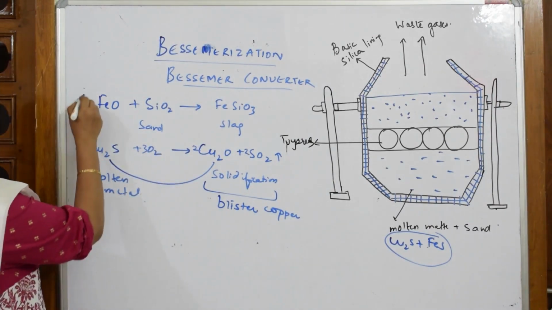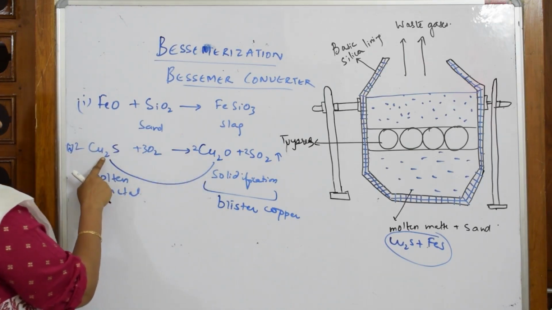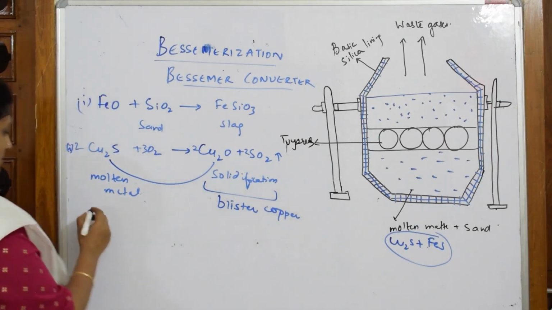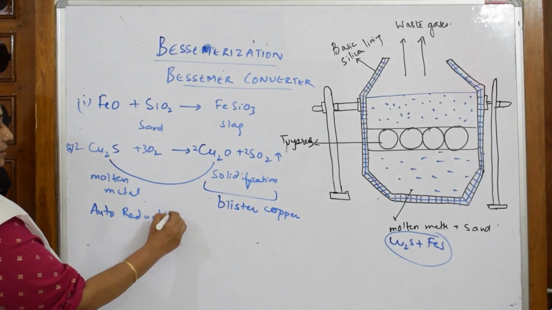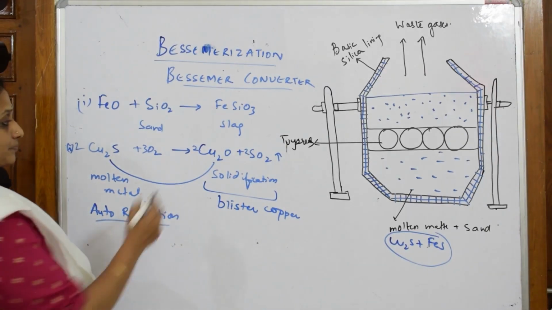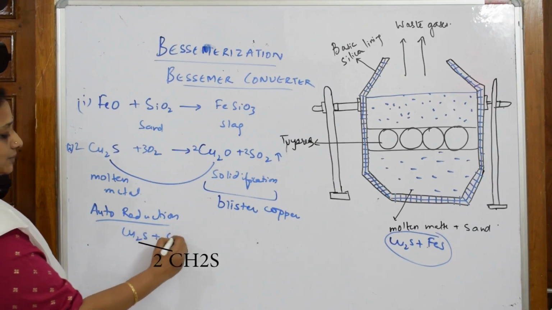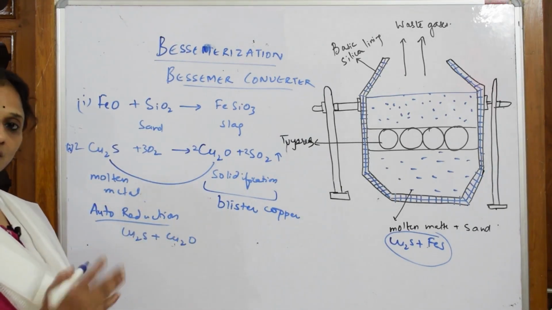There is an important process which you have to remember here. This copper oxide and this copper sulfide, they undergo a process called auto-reduction. This is very important. This is how your copper is obtained, not like earlier one, auto-reduction process. Copper oxide and copper sulfide. So, copper sulfide plus copper oxide, you're going to mix. They are going to act as auto-reduction process.